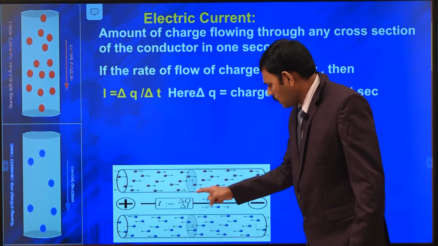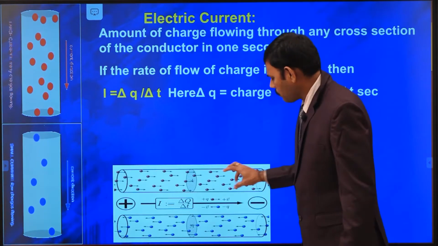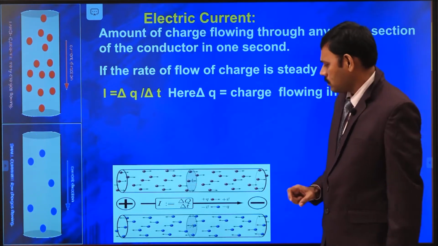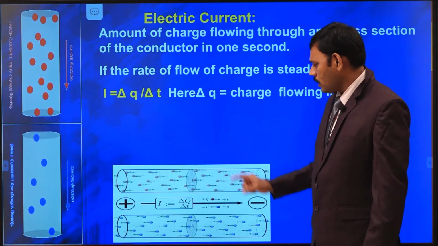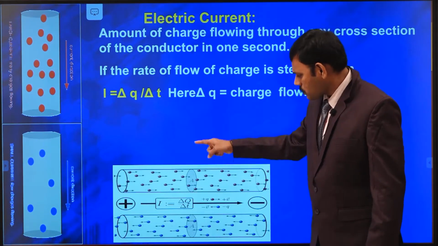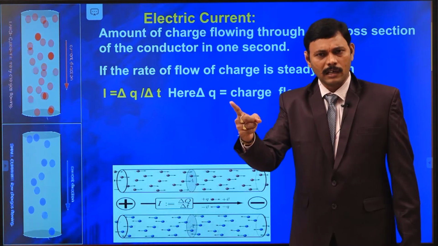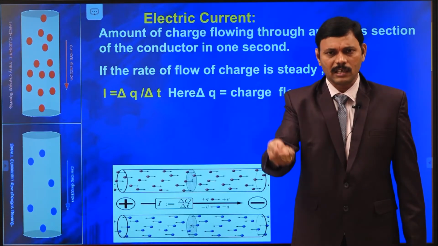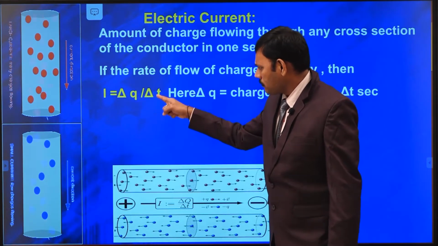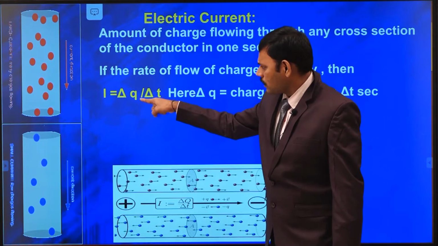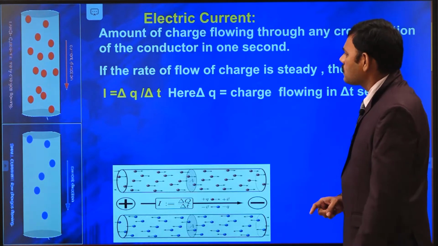Suppose delta Q amount of charge is flown, either positive charges or electrons, whatever it may be. If delta Q amount of charge flows through the given cross section in time delta T, then the rate of flow of charge, or charge flown through the given cross section in unit time, means delta Q by delta T. Delta Q is the charge flown in time delta T, so in 1 second the charge flown is delta Q by delta T. So this expression shows the amount of charge flown in unit time, that is in 1 second, through the given cross section. Hence this is the expression for current, where delta Q is the charge flown in delta T seconds.